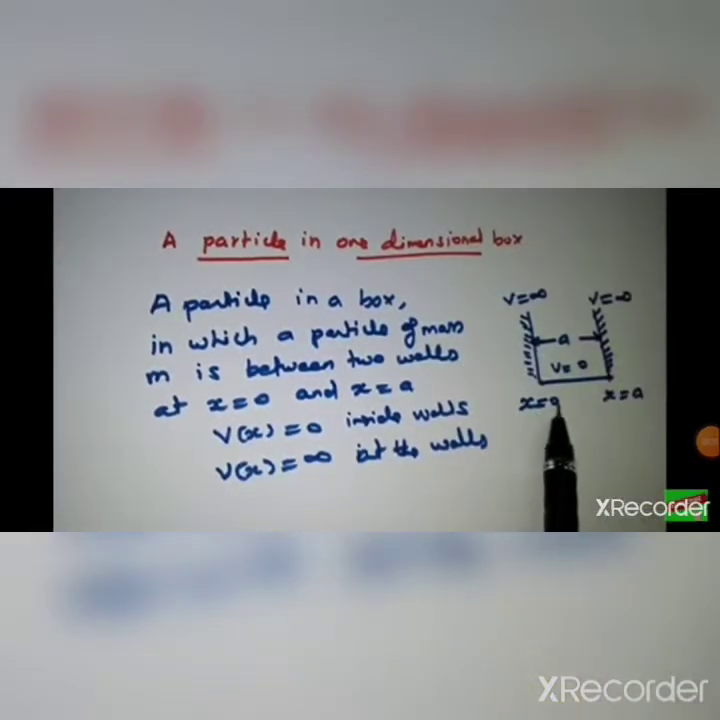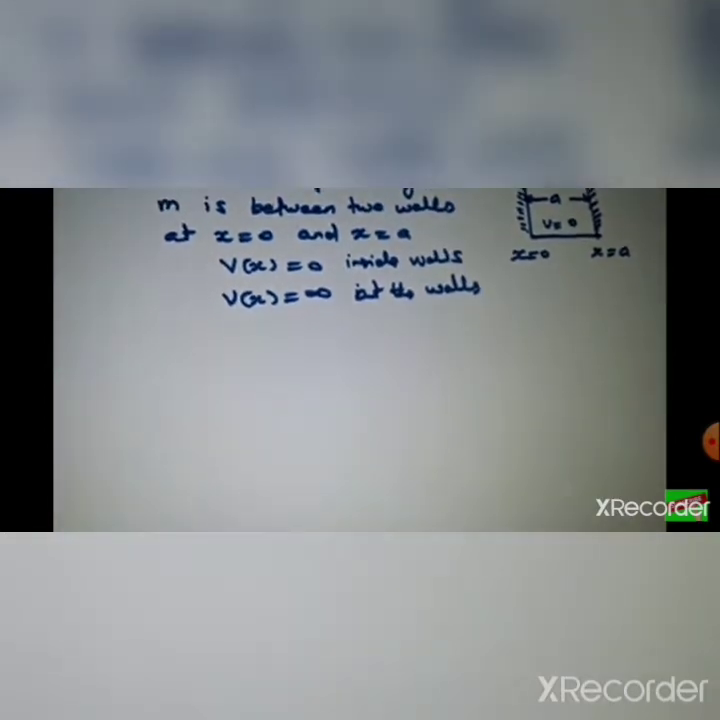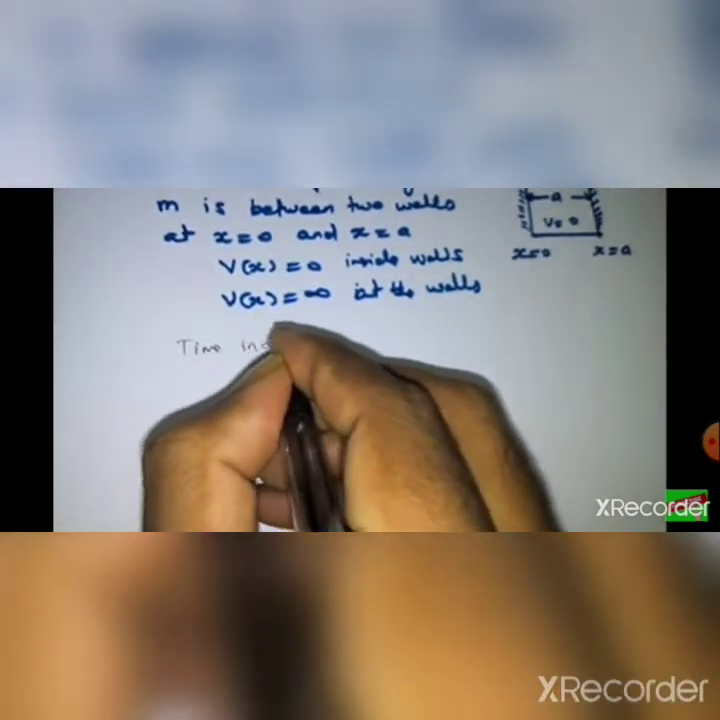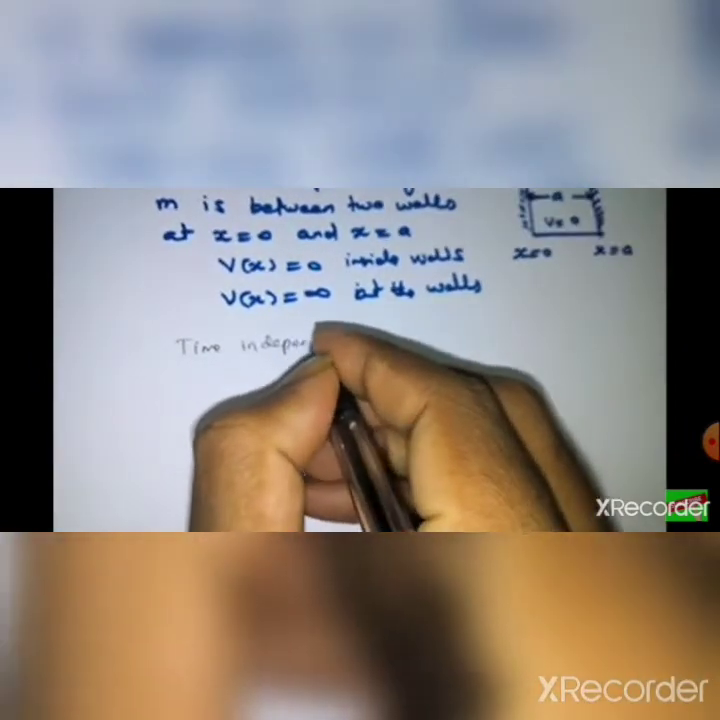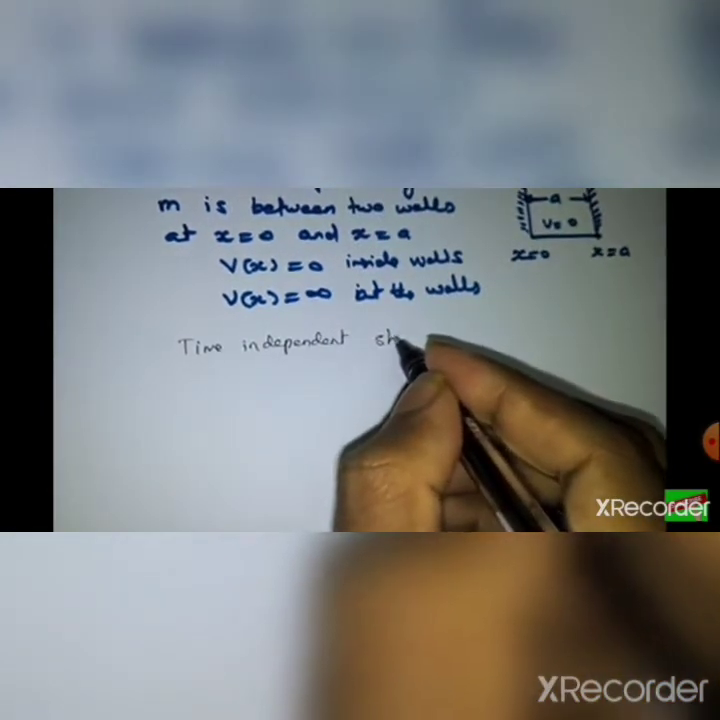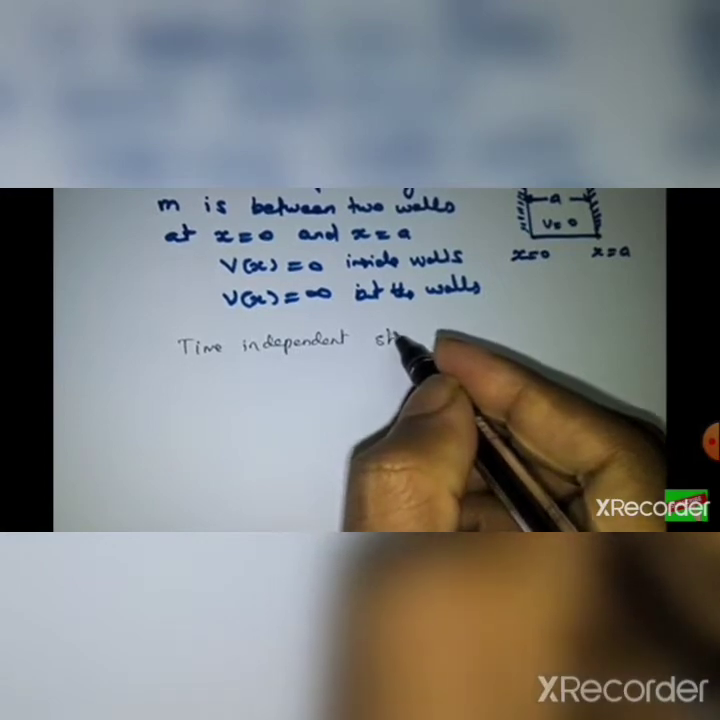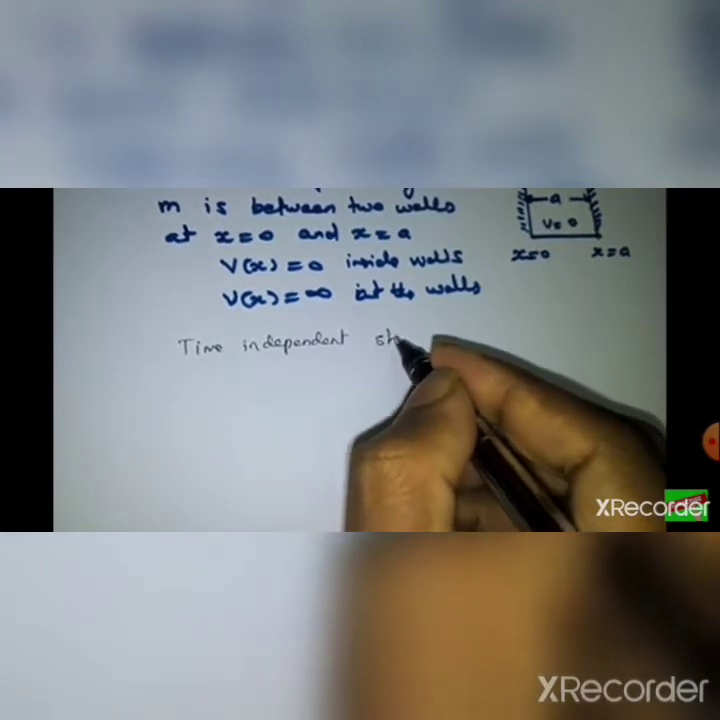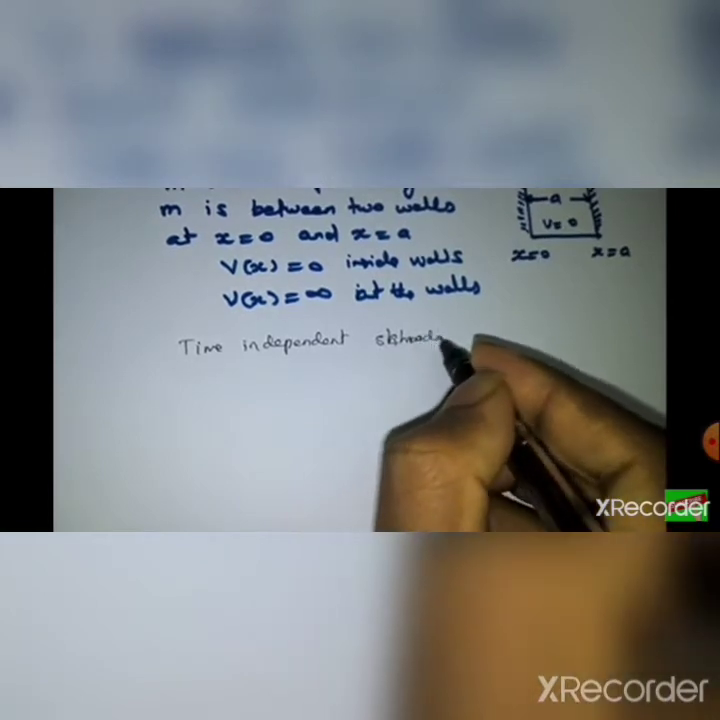So now the present concept is about a particle in a one-dimensional box. Here we consider a particle in a one-dimensional box, and there exist two dimensions: one is 0 and the other is a or L, the dimension of the box. Now, the conditions. Inside the box, the potential V of x is 0, but outside the box V of x is equal to infinity. So there are two conditions in this concept, a particle in a one-dimensional box.